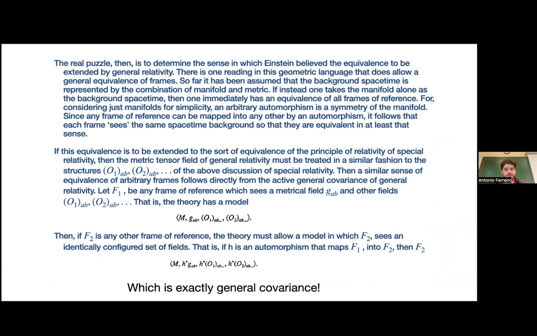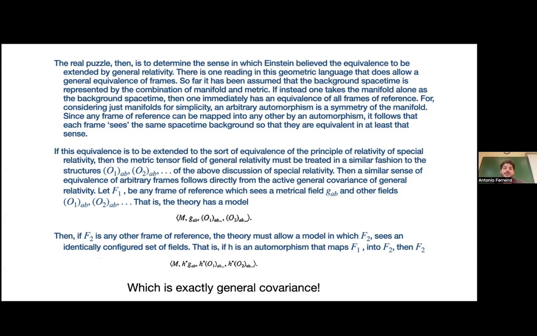Now, here comes the interesting part, for the last part of the lecture of the course. So I continue. The real puzzle then is to determine the sense in which Einstein believed equivalence to be extended by general relativity. There is one reading in this geometric language that does allow a general equivalence of frames. So far, it has been assumed that the background spacetime is represented by the combination of manifold and metric in general relativity. If instead one takes the manifold alone as the background spacetime, then one immediately has an equivalence of all frames. Obviously, remember that the covariance group of all admissible coordinate transformations leaves the manifold structure itself invariant.